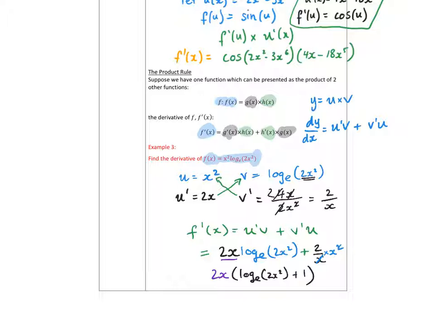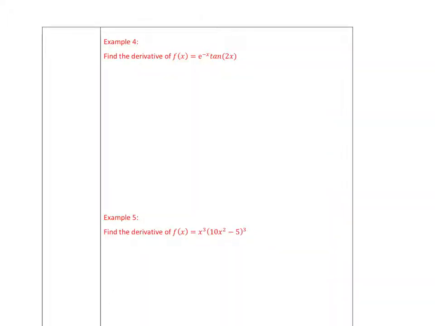And if we want to contextualize this, we know we're asked to find f dash of x. That's it. Another example we have here: find the derivative of f of x, where f of x equals e to the negative x tan 2x. Well, my first function, e to the negative x, let's call that u. And let's call the second function, tan 2x, v.